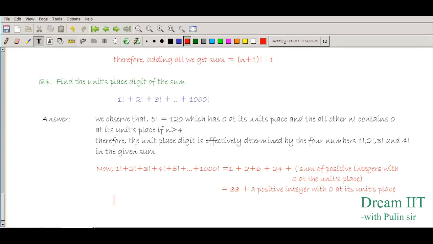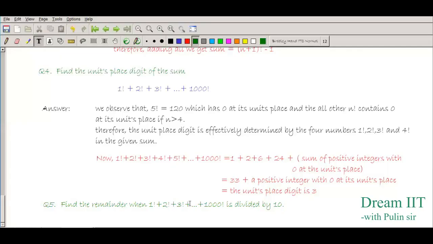So what you can say here, the sum contains the units place digit is 3, right? So that's the very important part. So here you see the next question, question number 5. Find the remainder when 1 factorial plus 2 factorial plus 3 factorial up to 1000 factorial is divided by 10.